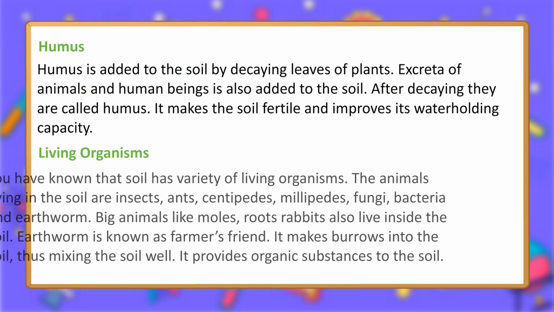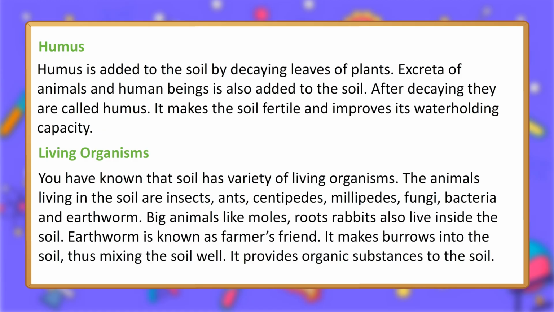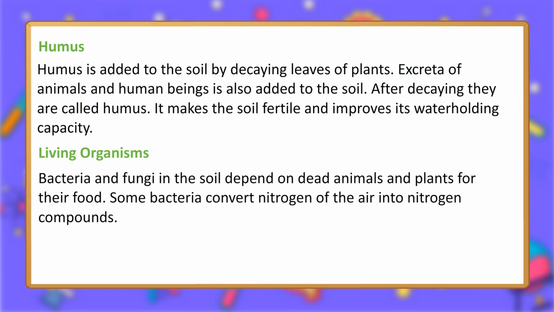Living organisms. You have known that soil has a variety of living organisms. The animals living in the soil are insects, ants, centipedes, millipedes, fungi, bacteria and earthworms. Big animals like moles, rats, rabbits also live inside the soil. Earthworm is known as the farmer's friend. It makes burrows into the soil, thus mixing the soil well. It provides organic substances to the soil.